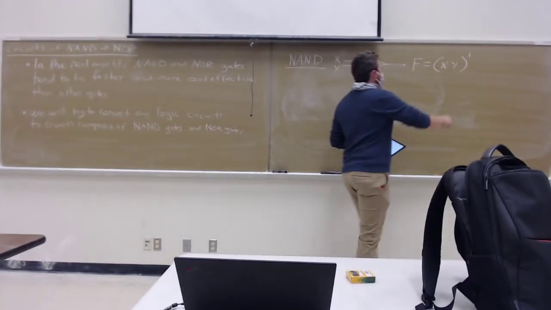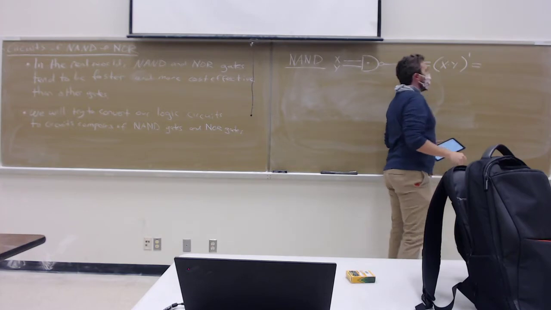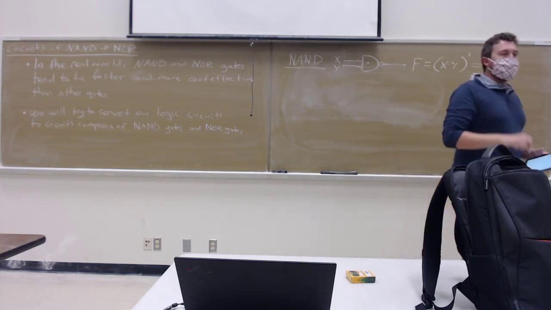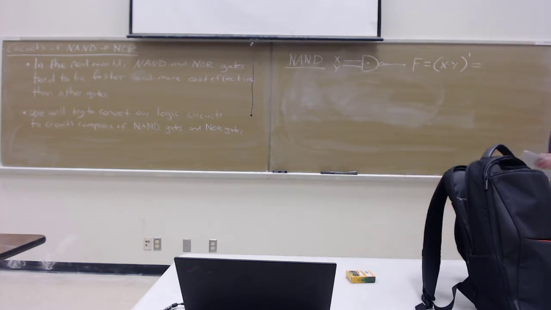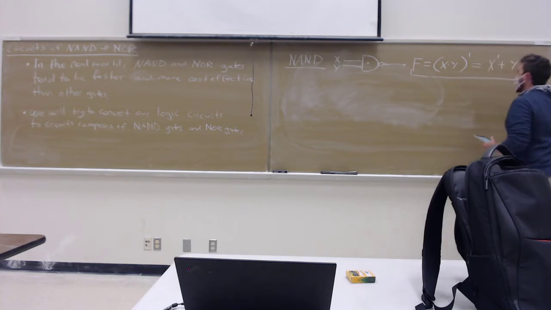Now, what does De Morgan's theorem tell us about this relationship? If we apply De Morgan's theorem here, what are we going to get? X naught or Y naught. Yeah, X naught or Y naught. This relationship right here is going to be very, very important.